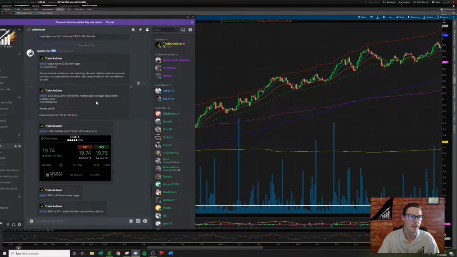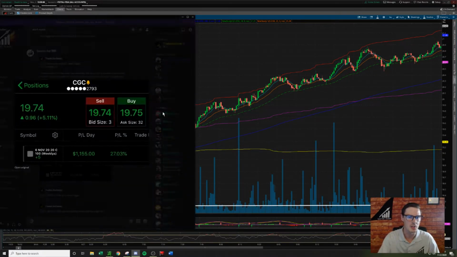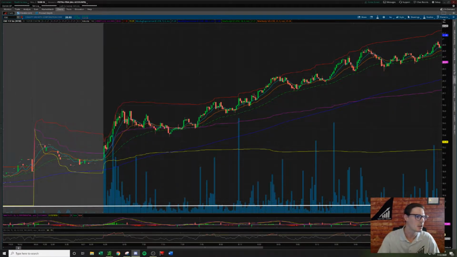All right. That was posted in my Discord server at 6:41 a.m. You see, I was actually still in the trade at the time that I posted this with 5 contracts. My P&L percent at the time was 27%. But let's go ahead and break down the trade, and then we'll get into what happened following that first sell.